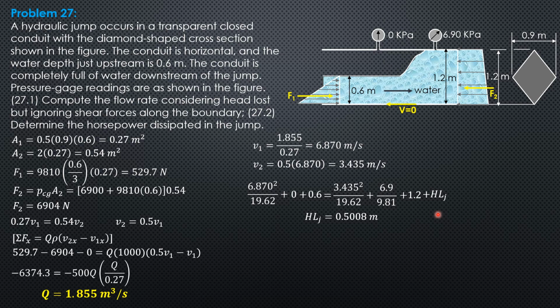Then the horsepower dissipated in the jump is weight flow rate, Q times specific weight, times head loss in the jump, divided by 0.746 if we use gamma 9.81 for water. So Q 1.855, gamma of water 9.81 kilonewtons per cubic meter, head loss 0.5008, divided by the conversion factor 0.746, because we use 9.81 kilonewtons per cubic meter for water. 1 horsepower is 0.746 kilowatts. So horsepower dissipated is 12.22 horsepower.